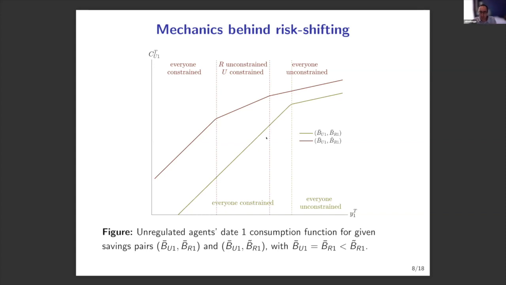And then the second thing is that even when it is binding, especially in this region here, where the constraint binds for unregulated agents but not for regulated agents because they're coming in with more wealth, the sensitivity of consumption to the level of income is going to be lower than it is when everybody is constrained, okay?